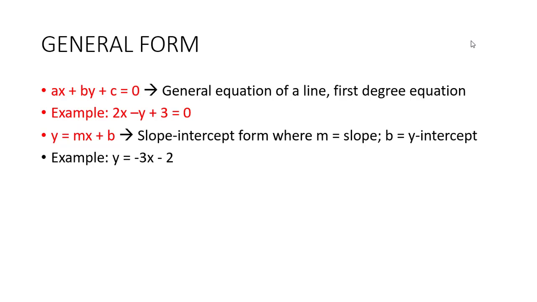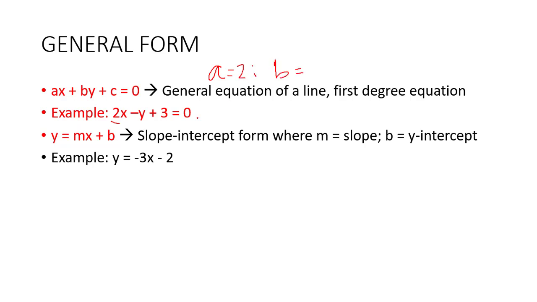For example, we have 2x - y + 3 = 0. In this example, we know that 2x - y + 3 = 0 is in general form. How are you going to identify the values of a, b, and c? The value of a is the coefficient of your x. If you're going to identify the value of a, here a is equal to the coefficient of your x, which is positive 2.